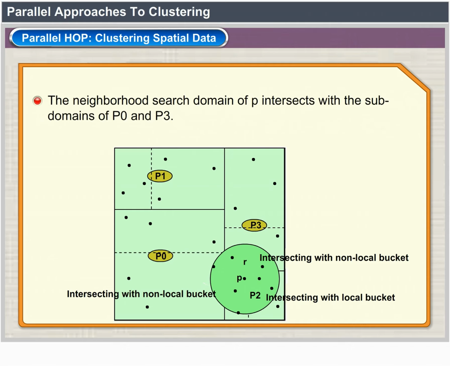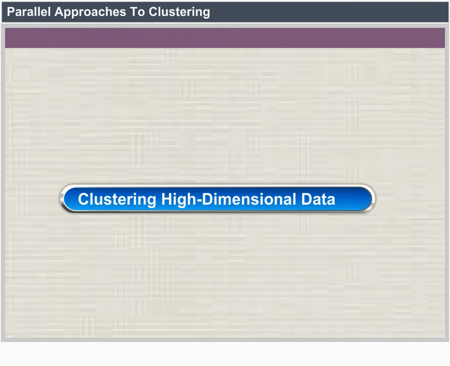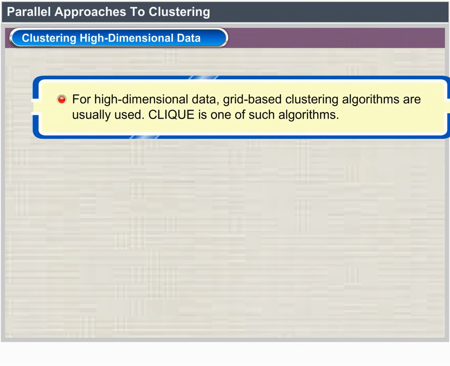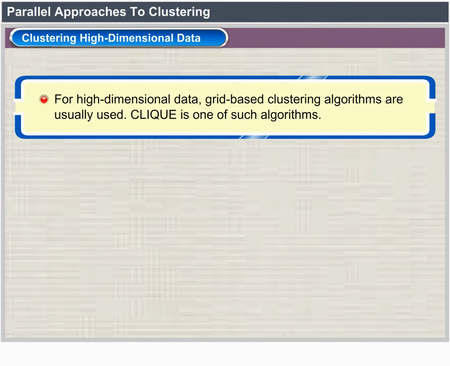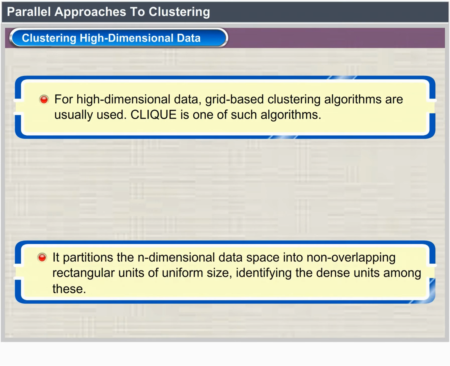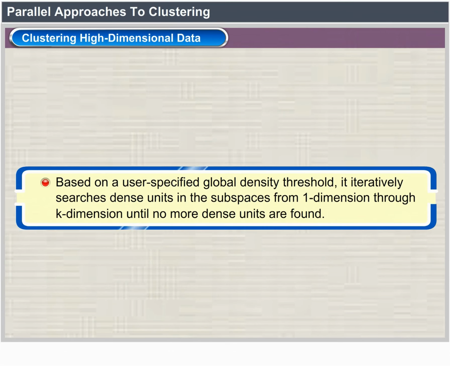Clustering high-dimensional data. For high-dimensional data, grid-based clustering algorithms are usually used. CLIQUE is one of such algorithms. It partitions the n-dimensional data space into non-overlapping rectangular units of uniform size, identifying the dense units among these. Based on a user-specified global density threshold, it iteratively searches dense units in the subspaces from one dimension through k dimension until no more dense units are found.